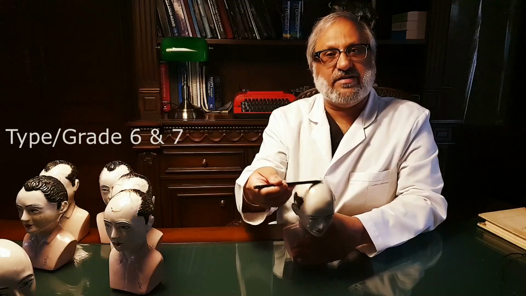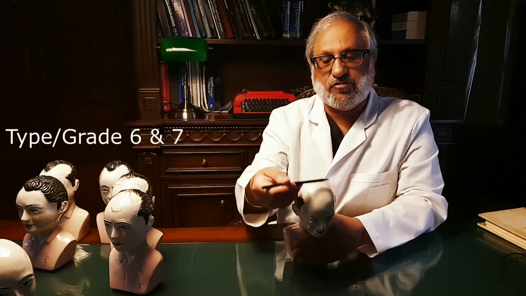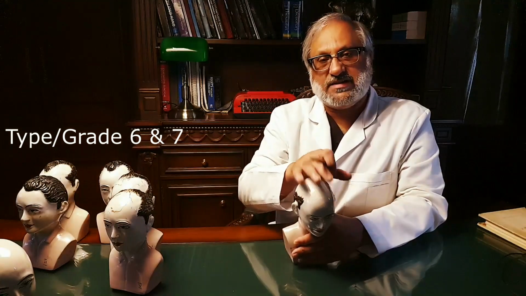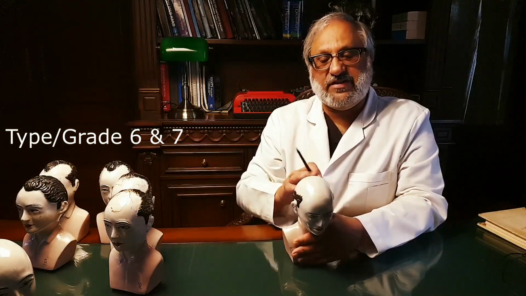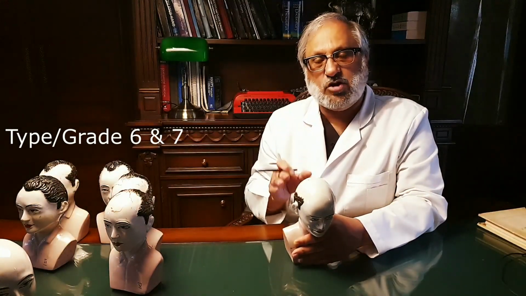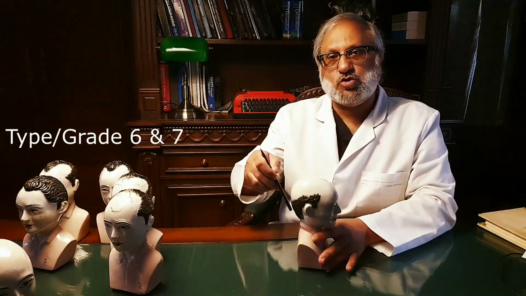In grade 6 baldness, there is no swath of hair which separates the frontal balding from the posterior balding. That means it is slick bald. Slick baldness without any intervening areas of hair is clearly grade 6 or type 6 on the Norwood scale. There is a horseshoe-shaped pattern.